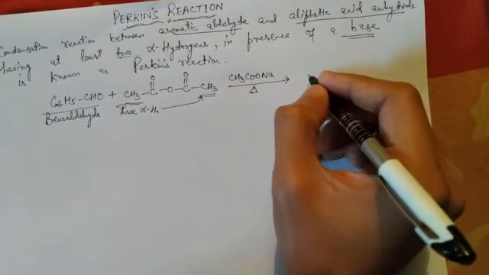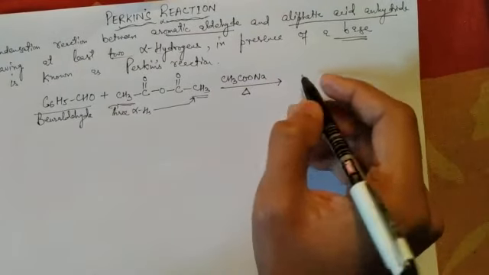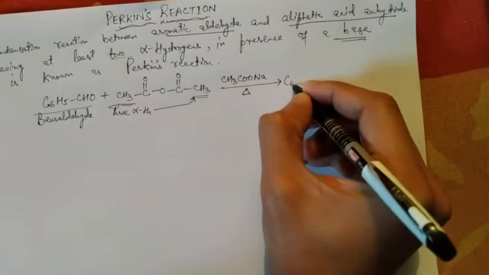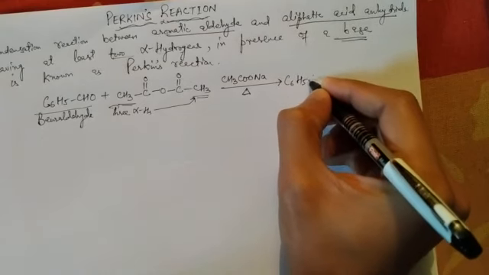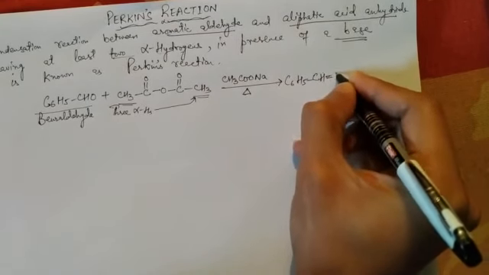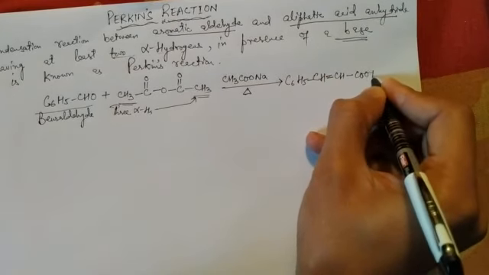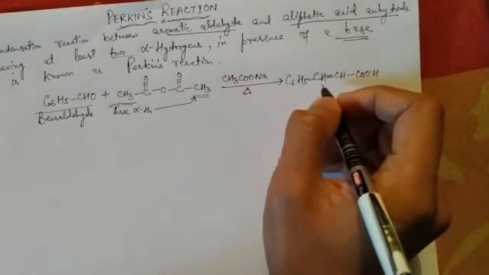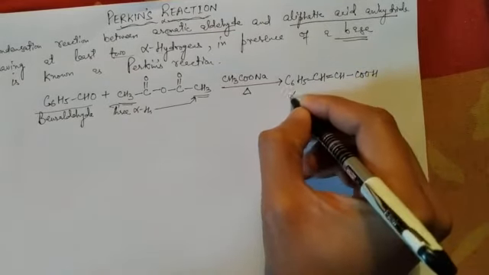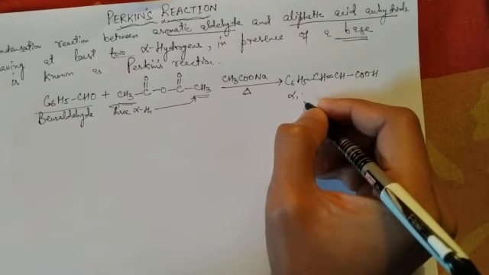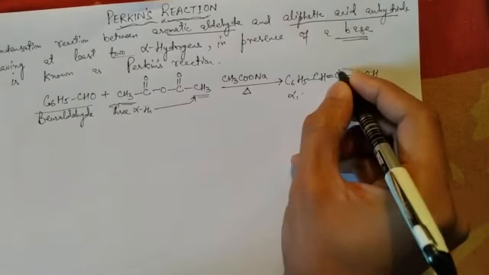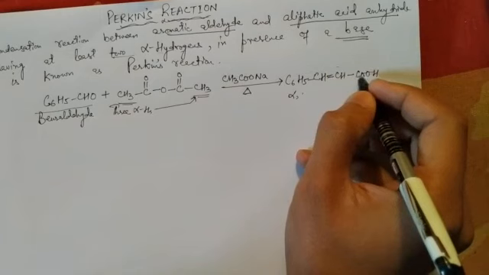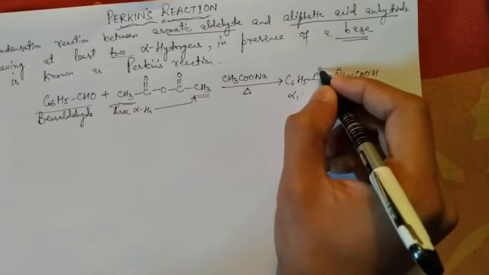Okay, and what do we get in this Perkin's reaction as a product? An alpha beta unsaturated acid, that is C6H5CH=CHCOOH, alpha beta unsaturated acid. And what is this acid? This is simply cinnamic acid. This is the alpha beta unsaturation, CH=CH, and this is the main group, carboxylic acid. So this is the alpha position, this is beta.